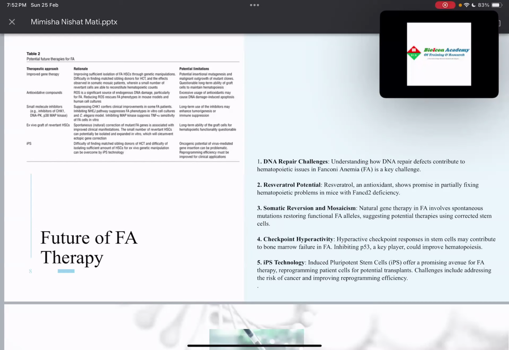Checkpoint hyperactivity. Hyperactive checkpoint responses in stem cells may contribute to bone marrow failure in FA. Inhibiting the gene P53, a key player, could improve hematopoiesis. iPS technology: induced pluripotent stem cells offer a promising avenue for FA therapy, reprogramming patient cells for potential transplants. Challenges include addressing the risk of cancer and improving reprogramming efficiency.